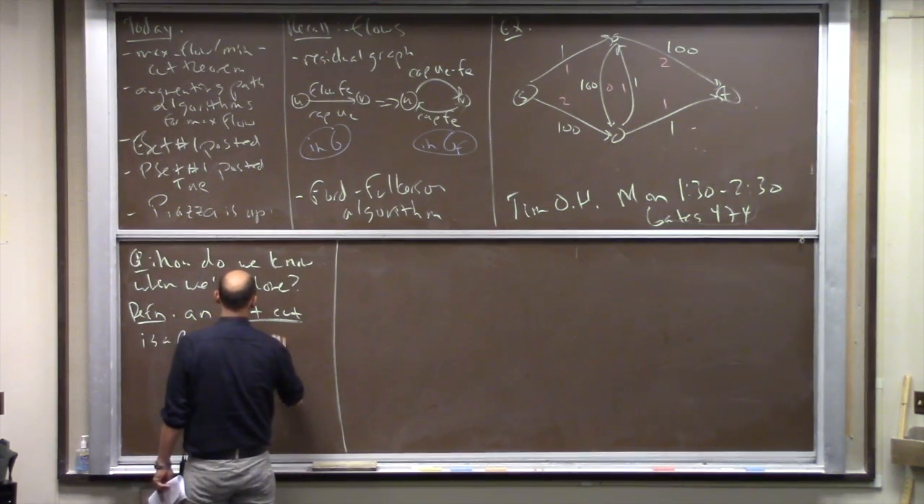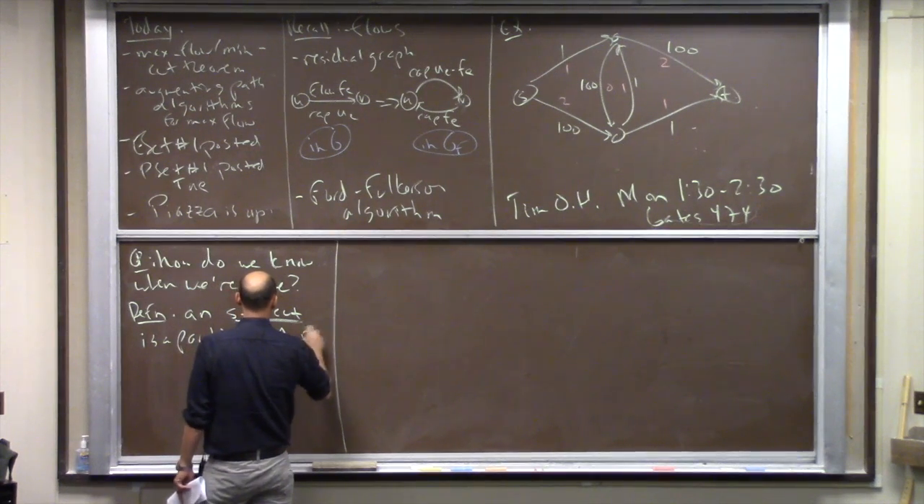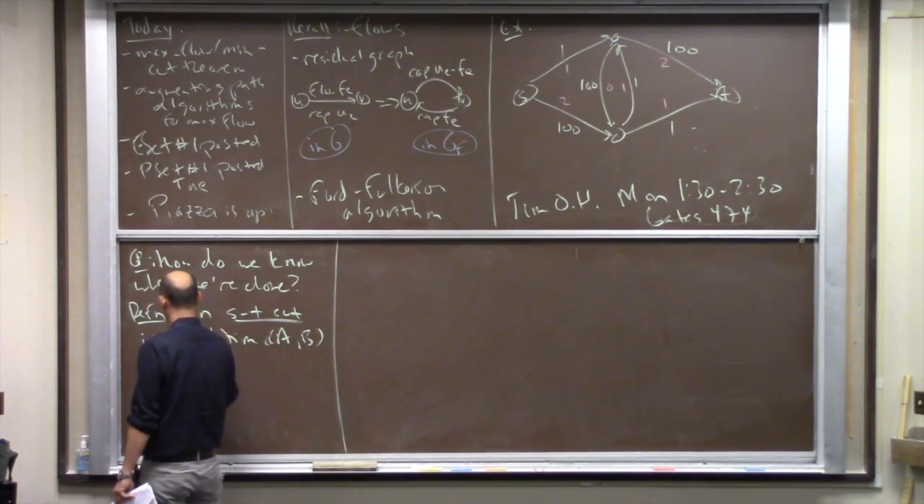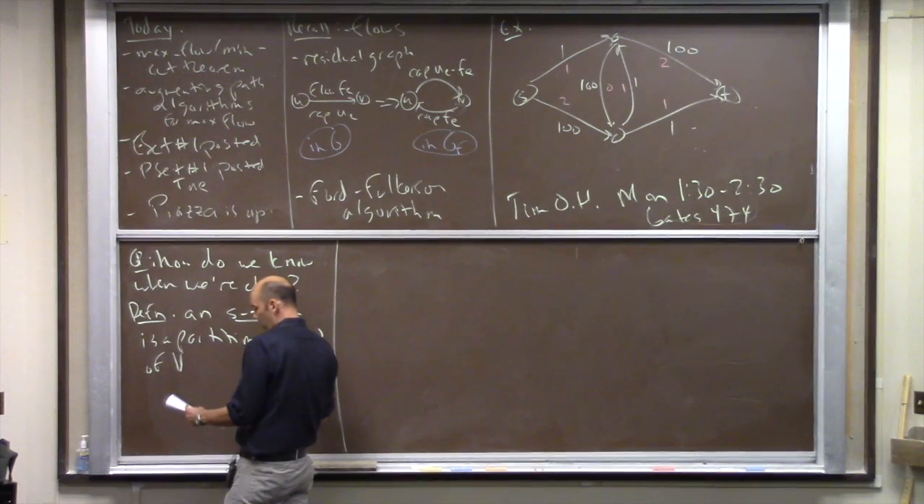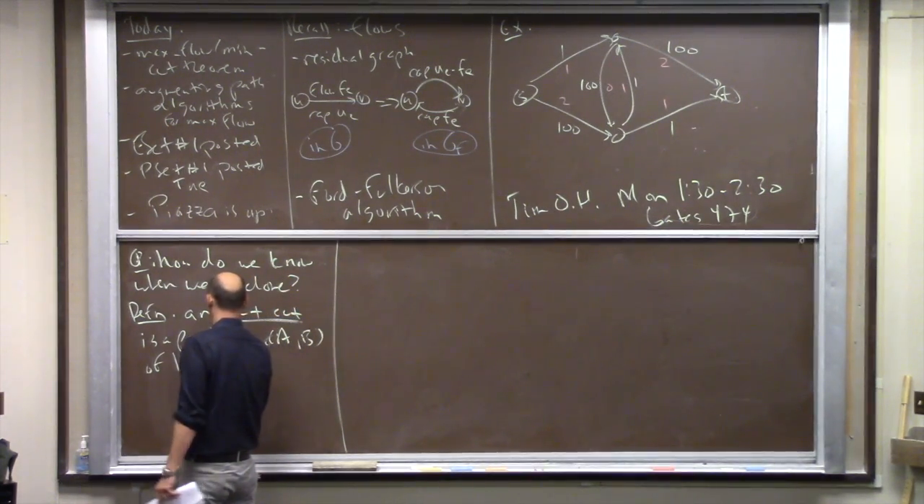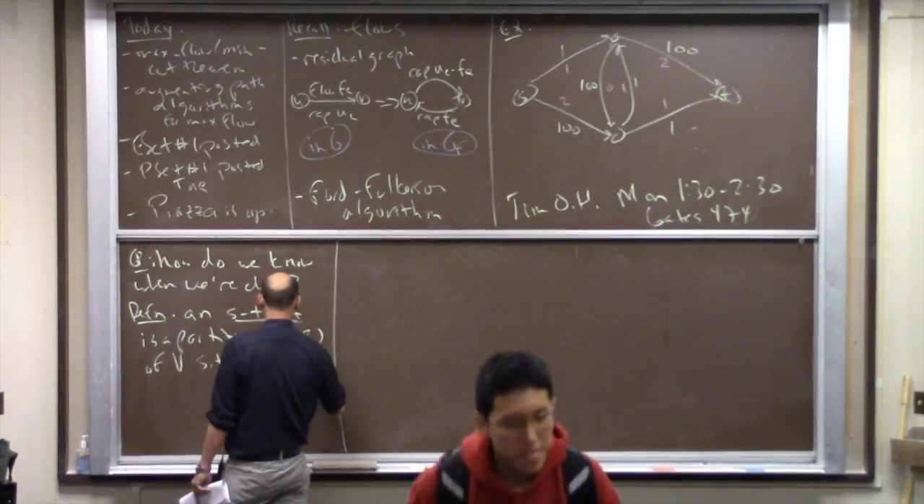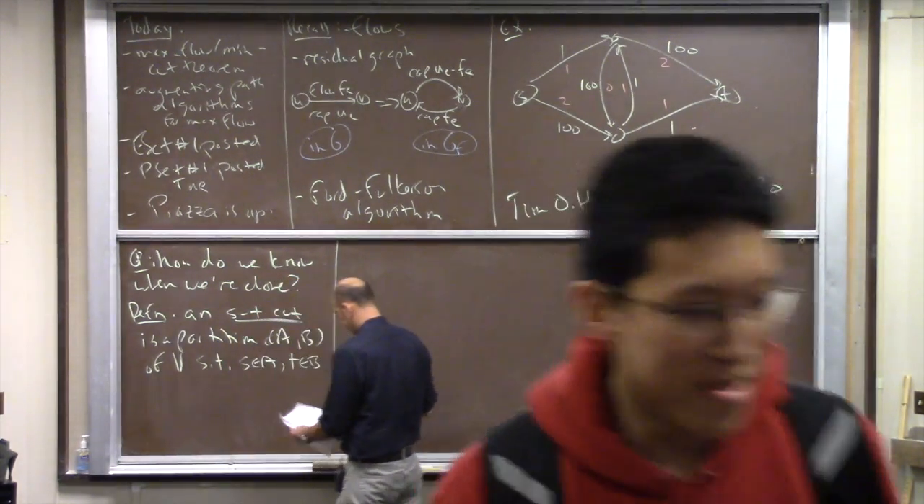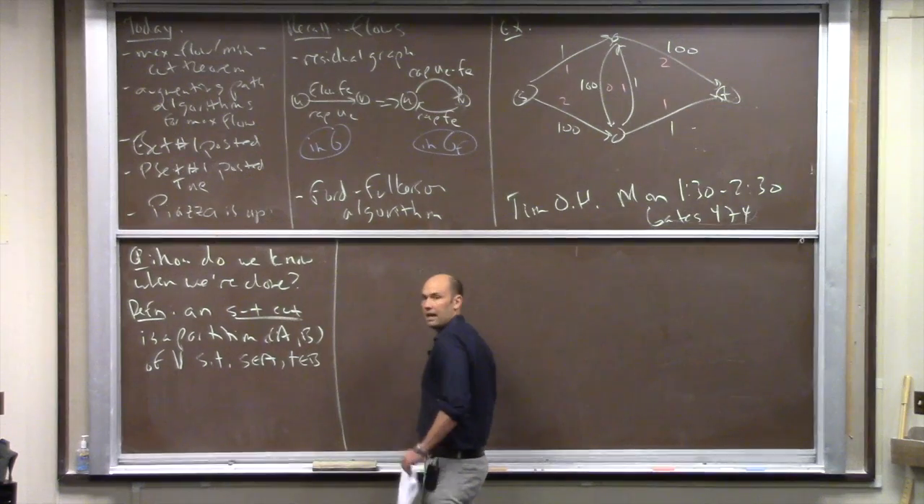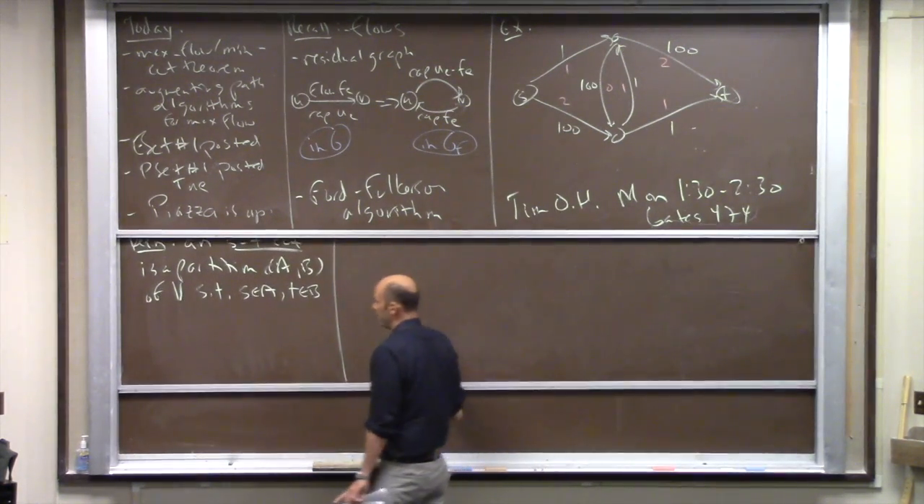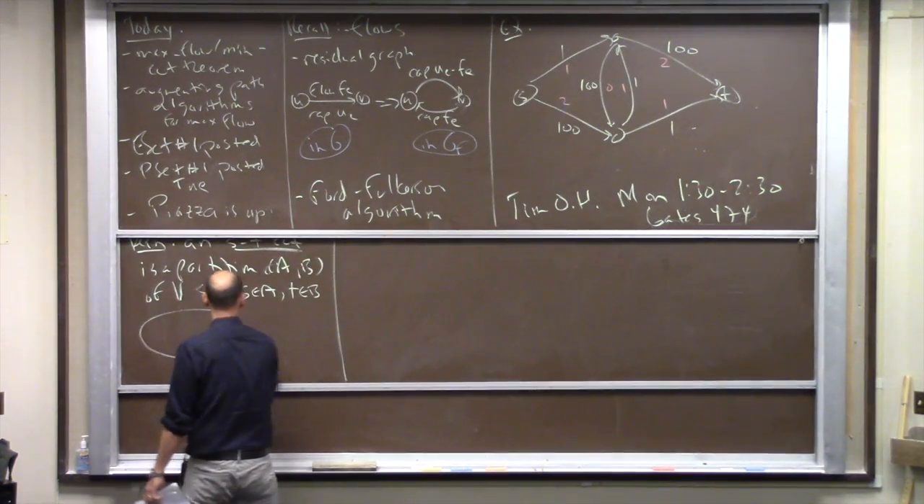So it's a partition AB of V. So each vertex is in exactly one of A or B. And it should be the case that the source is in A and the sink is in B. Okay? And kind of the generic picture you want to have in your mind for what cuts look like.